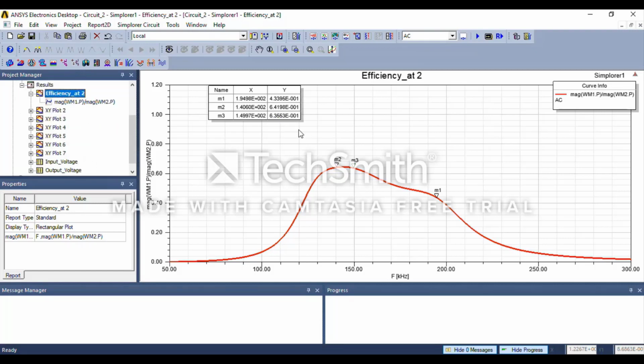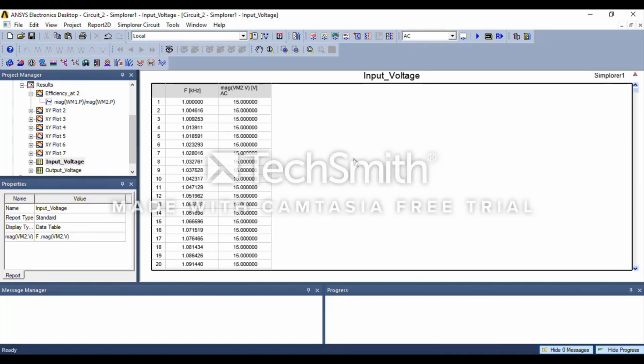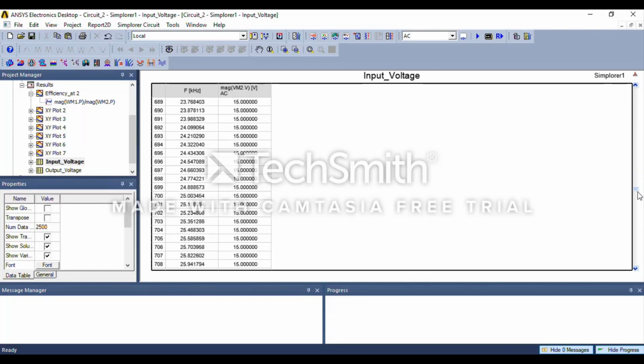Then we have also tabulated the results for input voltage variations against frequency. As we are externally giving the input voltage to the system, there will not be any change in the magnitude of this voltage, and though frequencies vary, the voltage at the input side will remain constant. So for low frequencies as well as at 150 kilohertz, which is our resonance frequency, and also at the higher frequencies, the input voltage will remain constant.